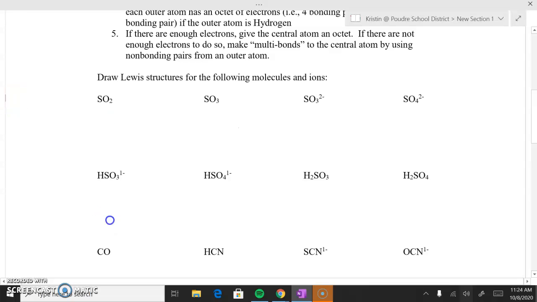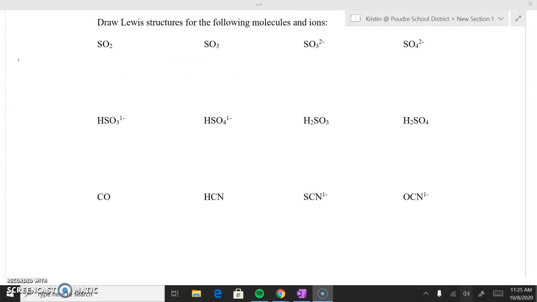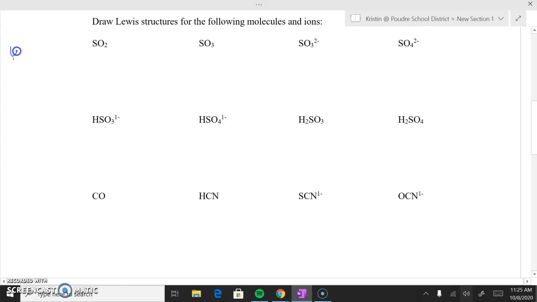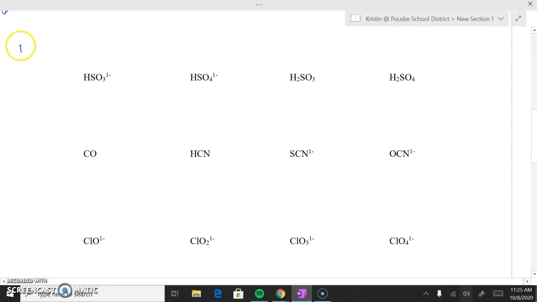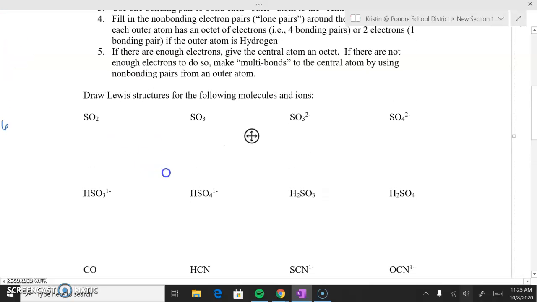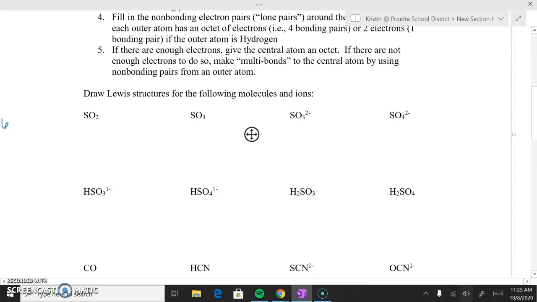Why is this being so weird? Well, that was a charming display of operator error. Anyway, I'm so bad at using this as a tablet.